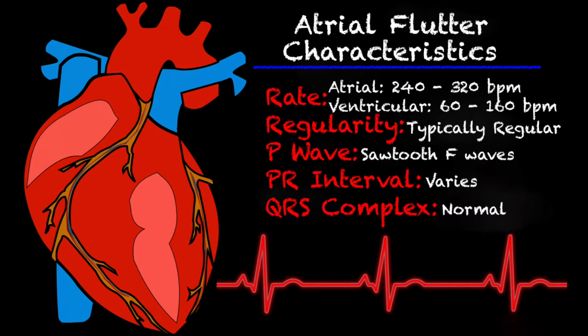Your P waves are actually going to be sawtooth F waves, so they kind of look like shark fins, but they're also referred to as flutter waves. Your PR interval varies greatly, and your QRS complexes are typically normal.